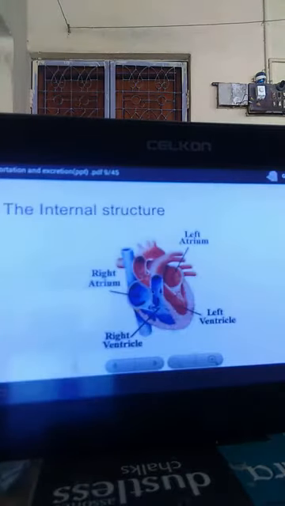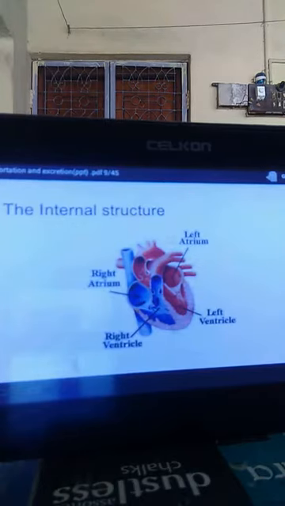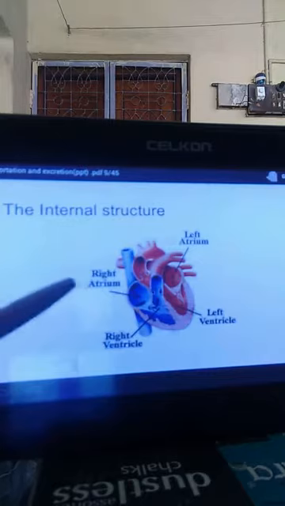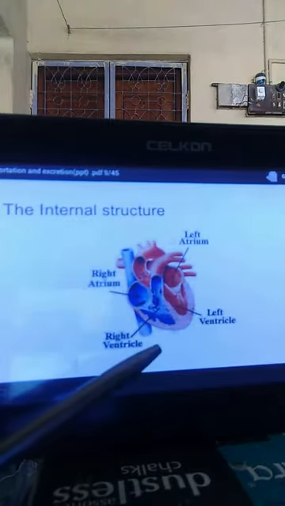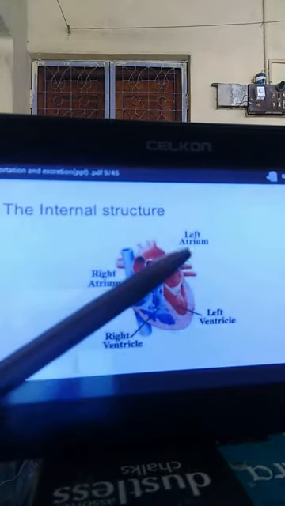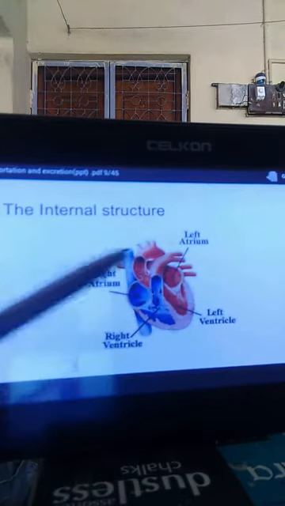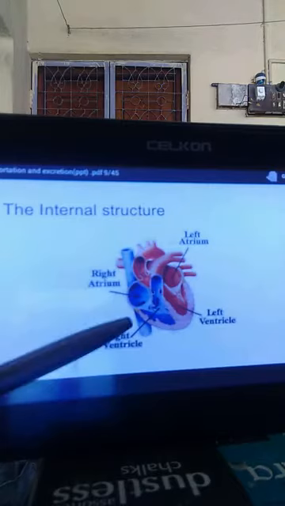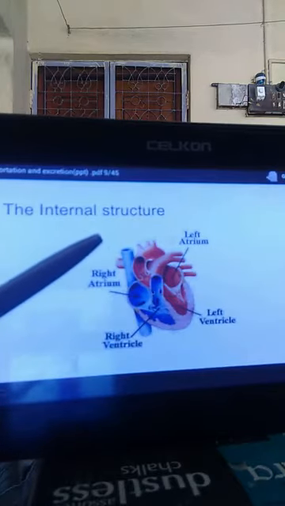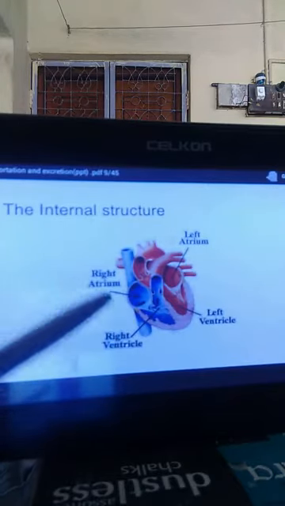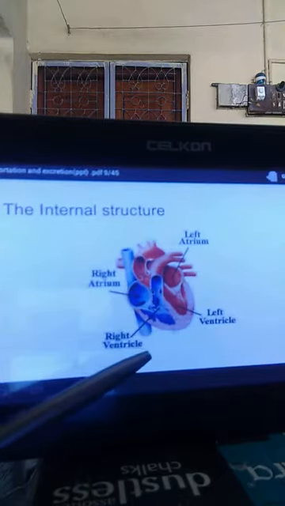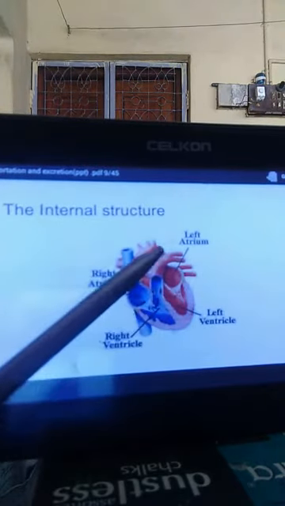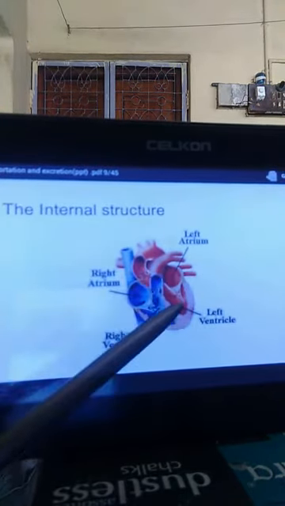And this particular slide explains the internal chambers which I have just shown you in the model. The upper chambers are called auricles, and the lower chambers are called ventricles. The right side chambers are called right auricle, also called right atrium, and right ventricle. The left two chambers are called left atrium and left ventricle.